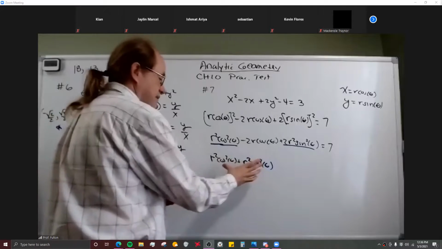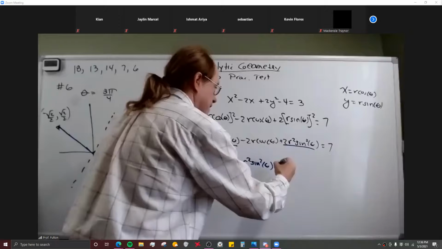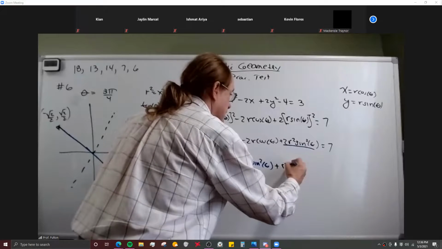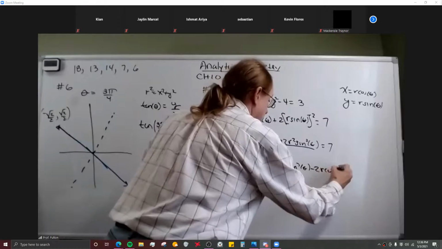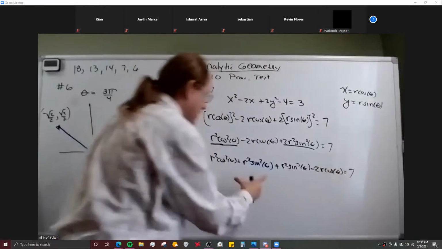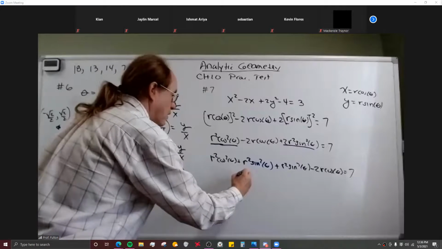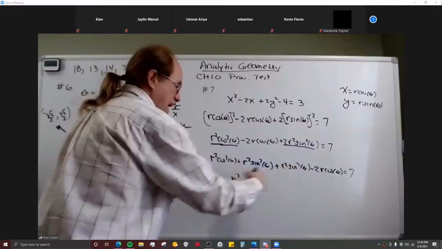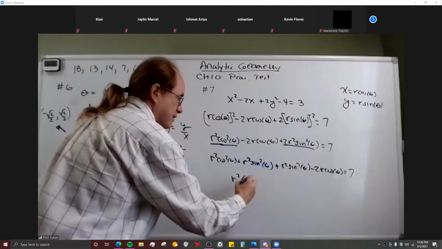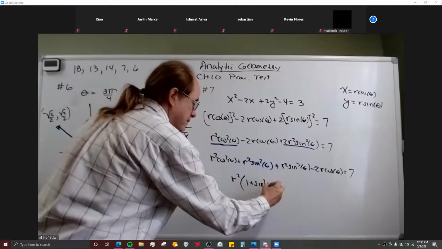That's left, because this I can simplify a little bit. So plus another one that's still left over there, which is another r squared sine squared theta minus 2r cosine theta is equal to 7. Well, these combine to just give me r squared. This gives me r squared. And if I wanted to, I could factor these together and put this as 1 plus sine squared theta.